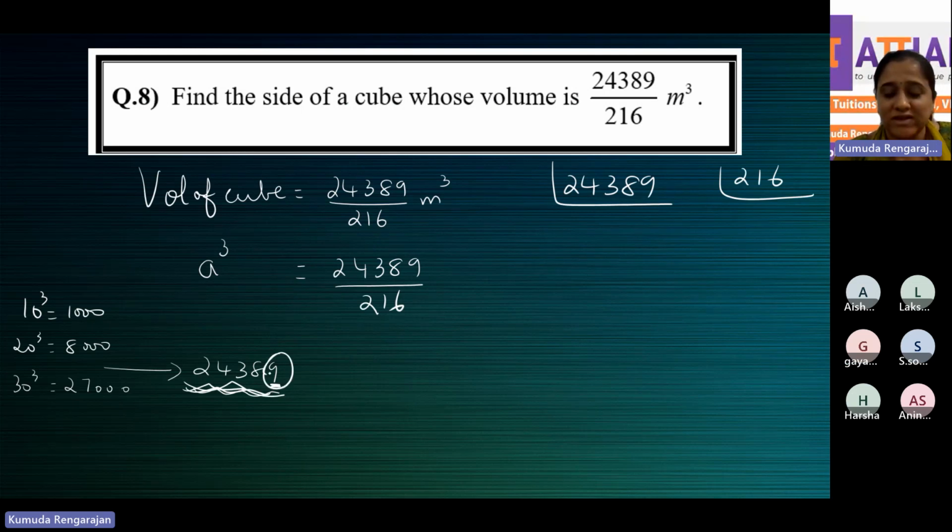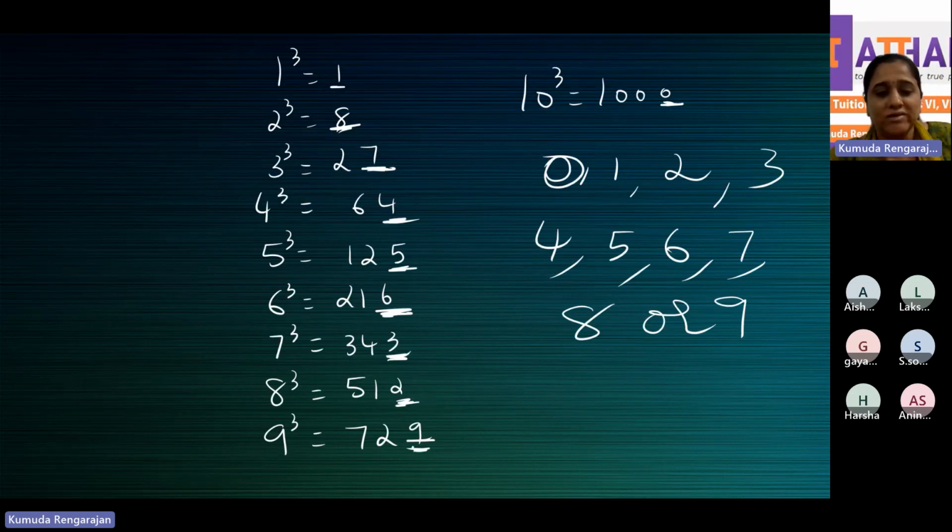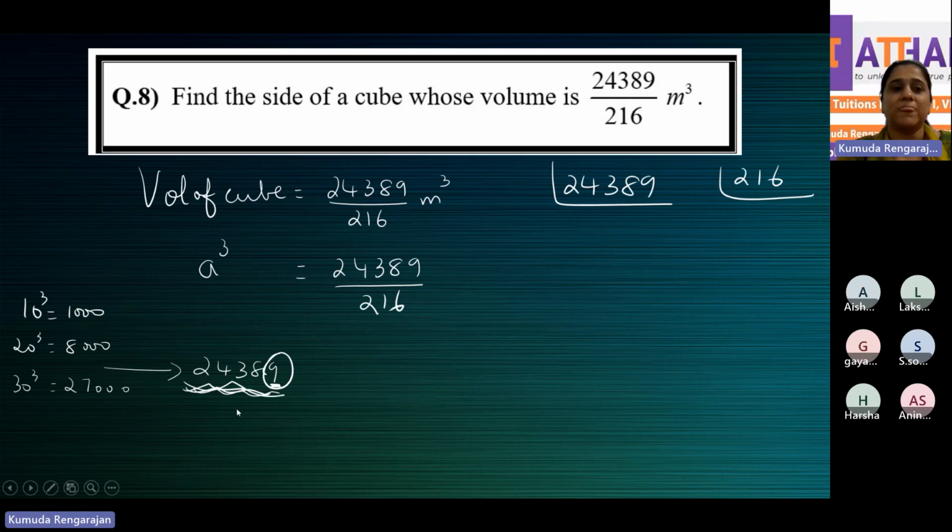But if it has to end with 9, where is it 9? Here. 9 cubed is 729. So now can you guess the cube root of this number? It lies between 20 and 30, and it should be 29. It has to be 29 because 9 cubed is 729, which ends with 9. So since the cube root lies between 20 and 30, it has to be 29.